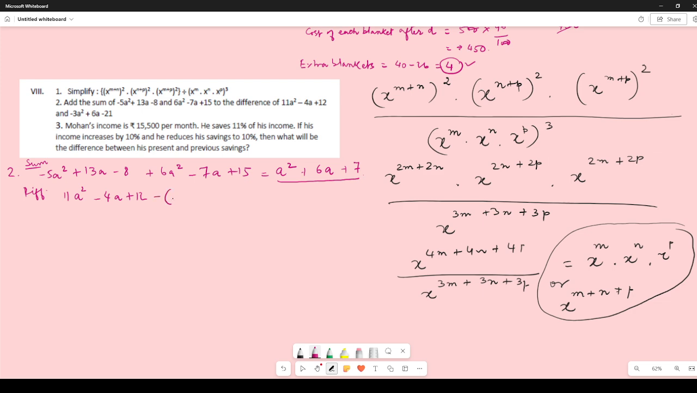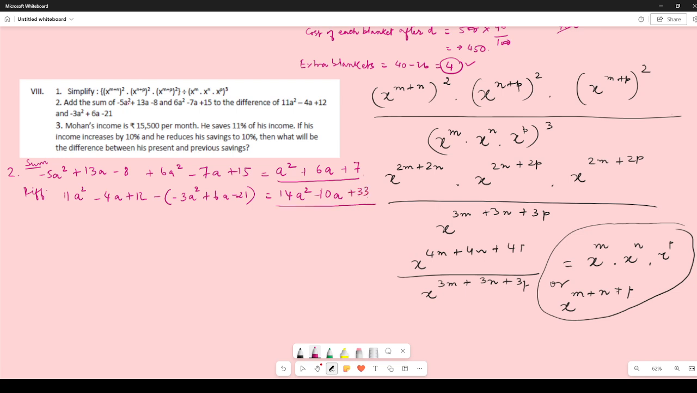and 3a square plus 6a minus 21. Right? Remember, when there is negative sign outside, all the signs inside change. So what we have? 11a square plus 3a square. So what do we get? 14a square minus 4a square minus 6a square. So what do we get? Minus 4a minus 6a, we get minus 10a plus 12 minus 20 plus 12 plus 21. So we get plus 33.